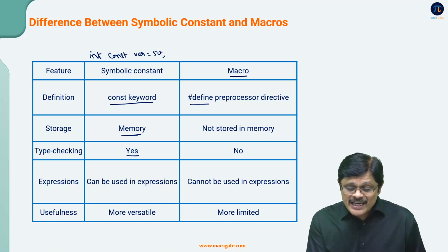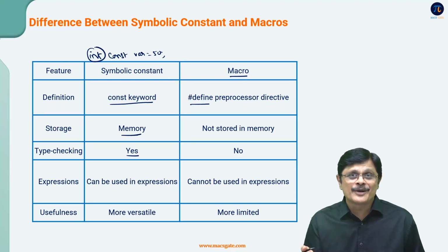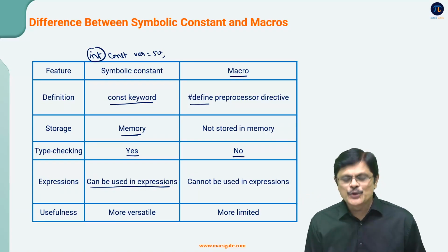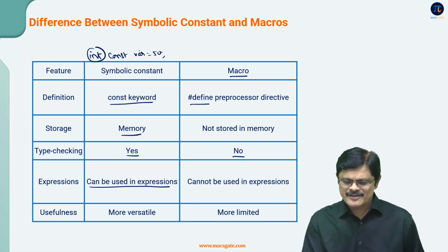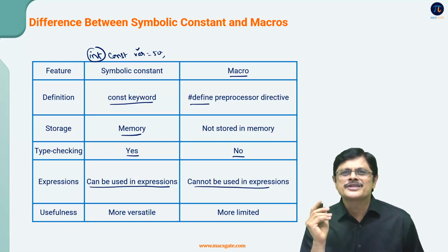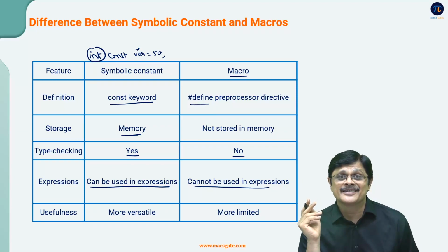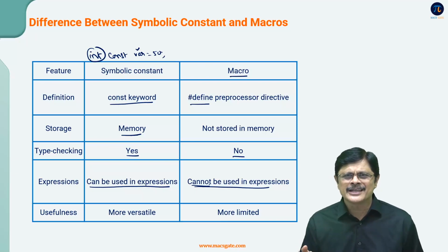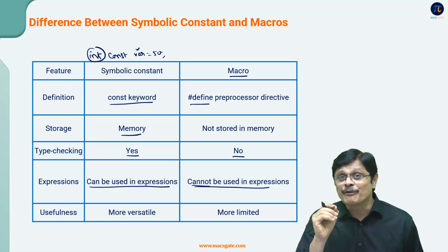Type checking: now you can check whether it is integer type, float type, double type. There is no type checking for macros. Just the value is substituted. This variable can be used in expressions. Of course, even macros can be used in expressions, but sometimes their behavior is unexpected. We'll see some examples of why they have unexpected behavior in some expressions. Actually, you can use them, but they may not give the expected result. You have to work with them very carefully.